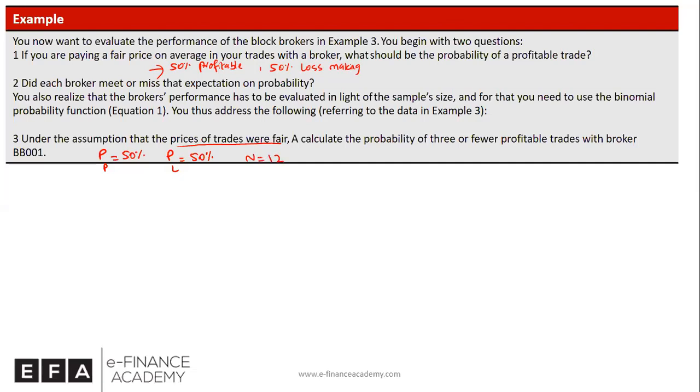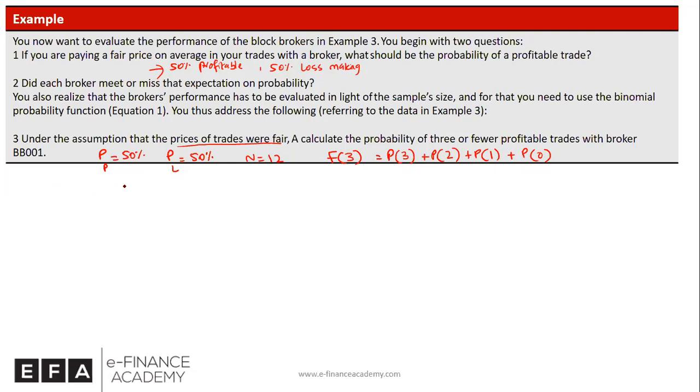And we want to find the probability of 3 or fewer profitable trades. When we say 3 or fewer, if you recall, we want to find the probability of 3, right? So 3 or fewer would be the probability of 3 plus the probability of 2 plus the probability of 1 plus the probability of getting exactly 0. And this could be considered as F(3), the cumulative probability. So first we need to use the expression to get the probability of exactly getting 3.